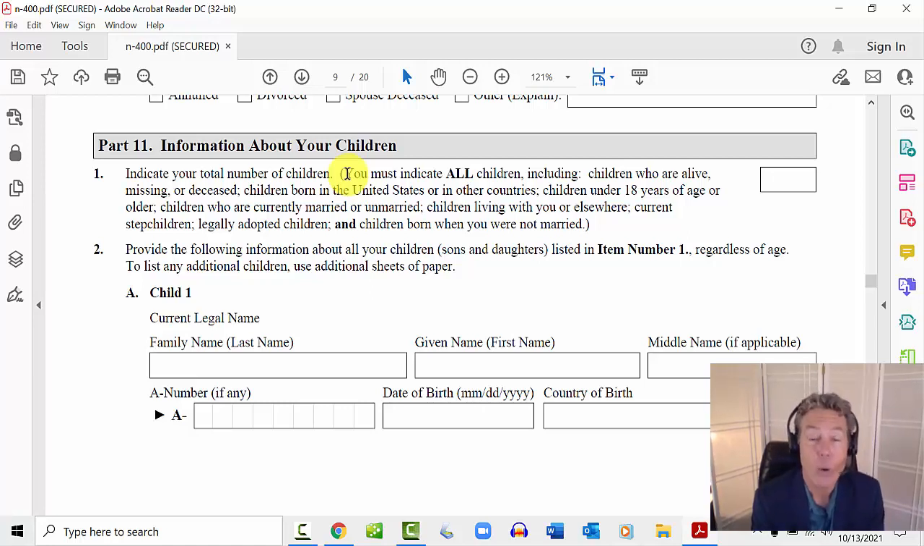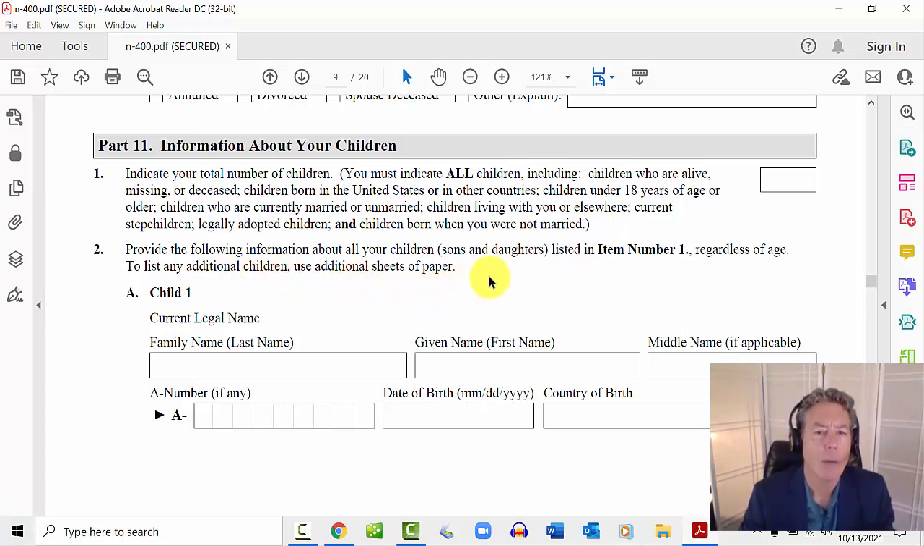If they're currently married or unmarried, living with you or elsewhere. Current stepchildren, okay? Stepchildren, legally adopted children, and children born when you were not married. All of them comes in. A lot of people lie. They've not told their spouse about the other kids, and they're thinking they're going to get away with it. All right? Be very, very careful if that's your situation.